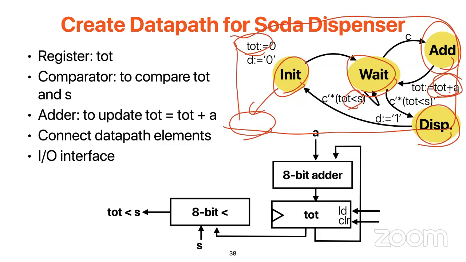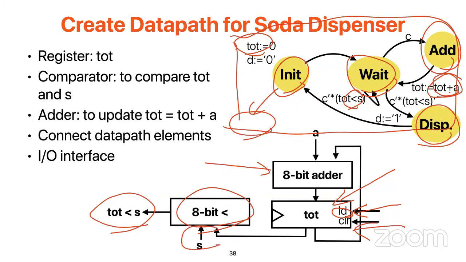So you can imagine if I want to create the data path for the soda dispenser, here's what I need. I would need at least an 8-bit adder. I need a total register, which additionally could give 2 functions: you can put a value in here or you can clear the value in here. You also need a comparator. And these are their inputs and outputs, right? So this is essentially what you need to realize the soda dispenser. And so those are the data path components.